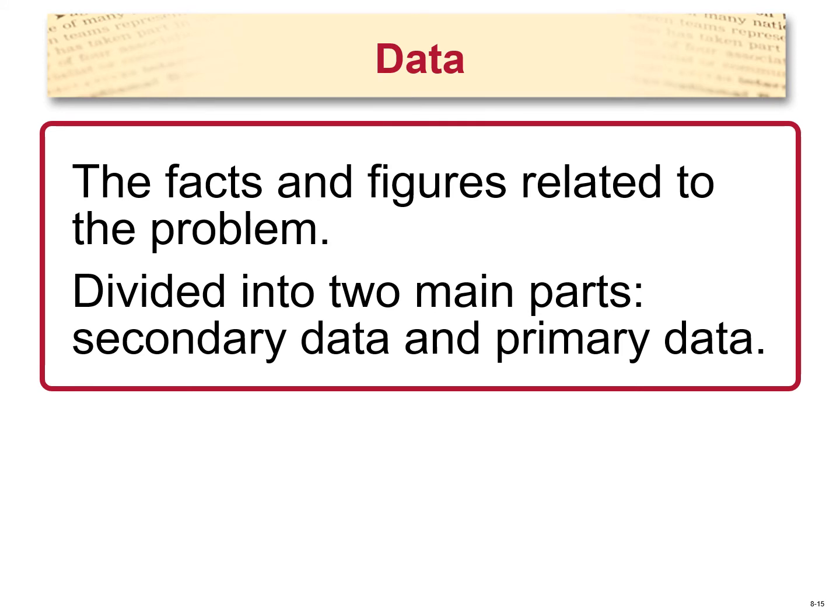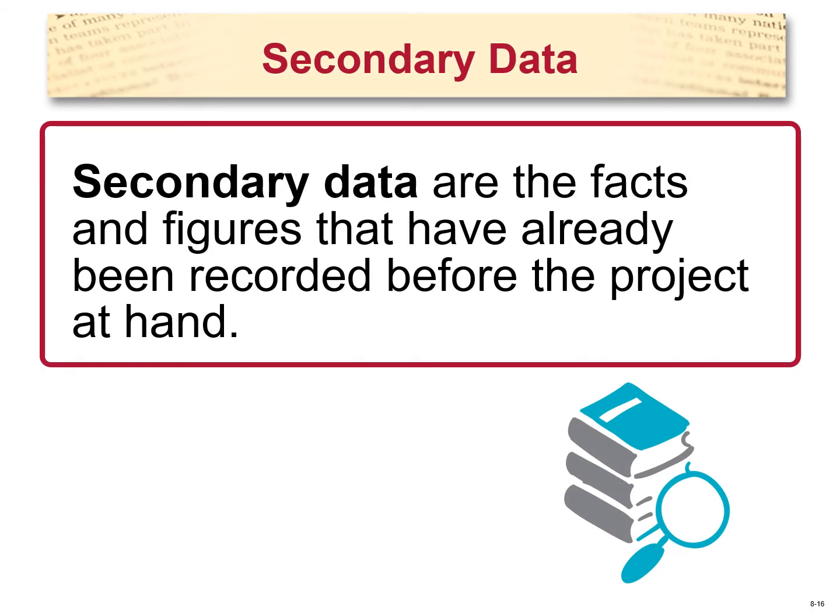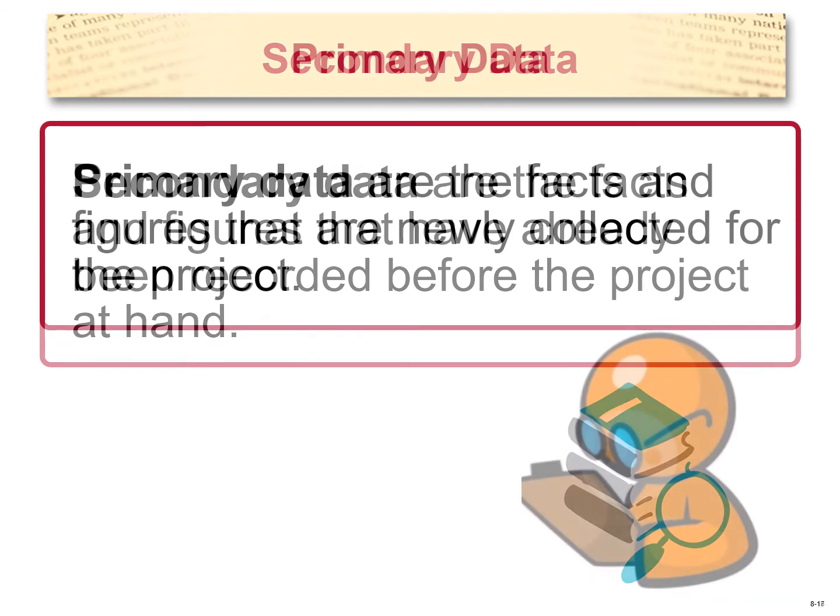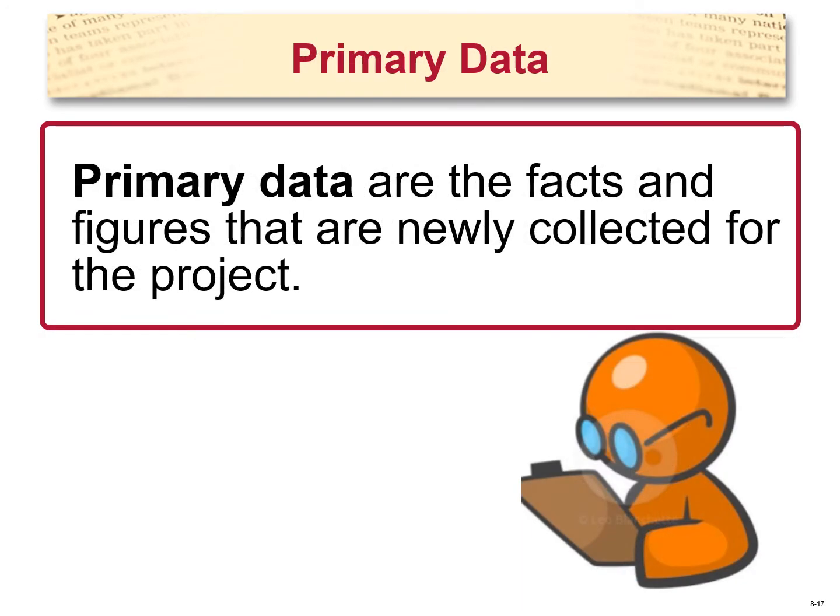So how do we collect this data? It is using secondary data or using primary data. So how do we collect this information? We can use secondary data, which are the facts and figures that have already been recorded before the project at hand. So if somebody else has already collected data for their study, we can use that, call it secondary data, use that for our project. So something that has already been collected.